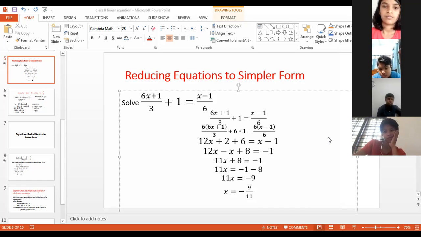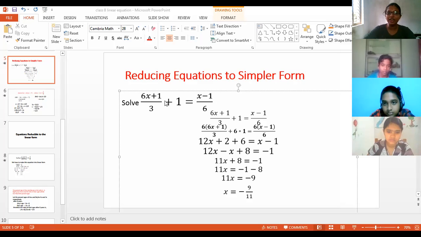Okay. But here we have to reduce an equation to a simpler form because we have been given an equation in rational or fraction form. You can see here in LHS there is 6x plus 1 by 3 and in RHS it is x minus 1 by 6. As we know, we are discussing linear equations, so we are going to reduce this equation to a simpler form for finding its solution.